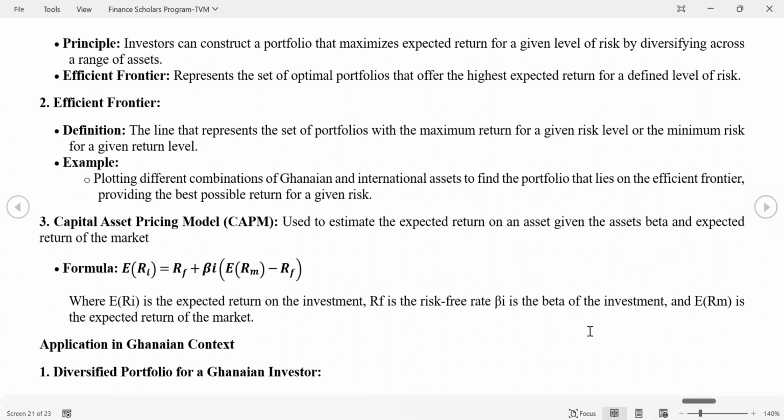For the expected return, the Bi is your beta, which we looked at earlier, and the Rm is your expected market return. So the entire market for stocks has a particular return, and it's expected. You can look through other resources, the ones they use to get these expected returns for the entire market. I think you can also search for that.